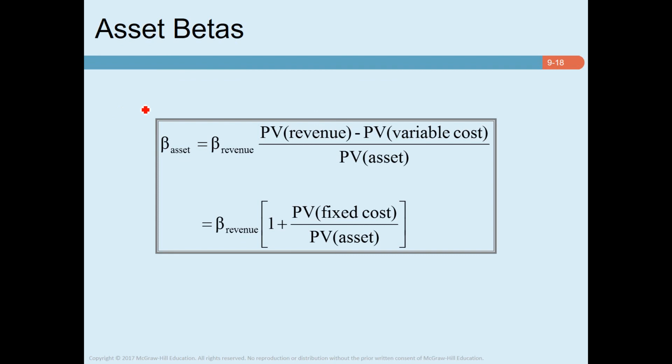So the present value of revenue minus the present value of variable cost should be equal to the present value of asset plus the present value of fixed cost. So you can see that beta asset equals beta revenue times the present value of revenue minus the present value of variable costs, which equals the present value of fixed costs divided by the present value of the asset, plus 1, and this is beta revenue. So this is how we can calculate beta revenue, which contributes to calculating beta asset.